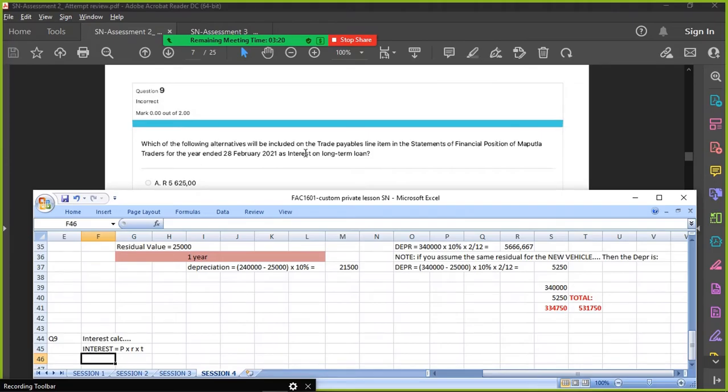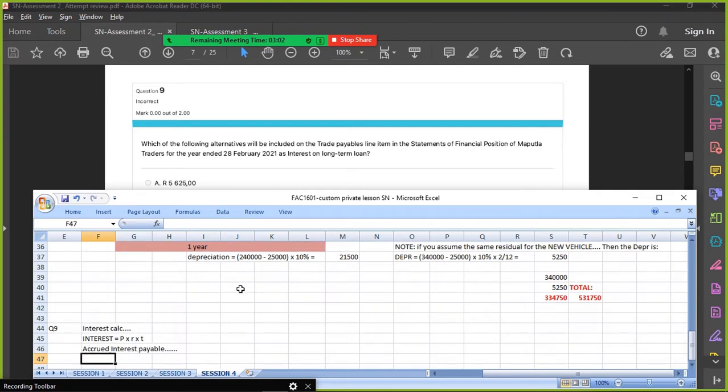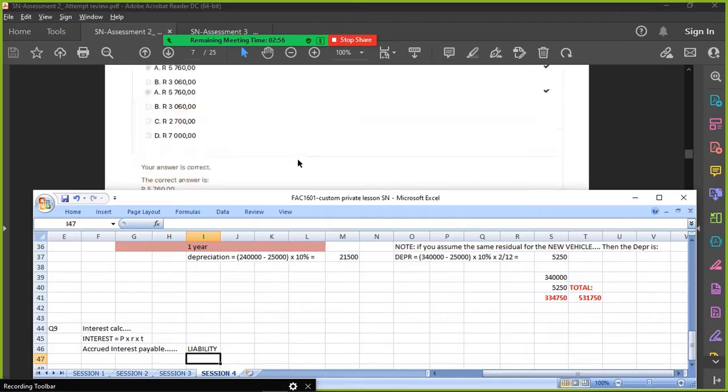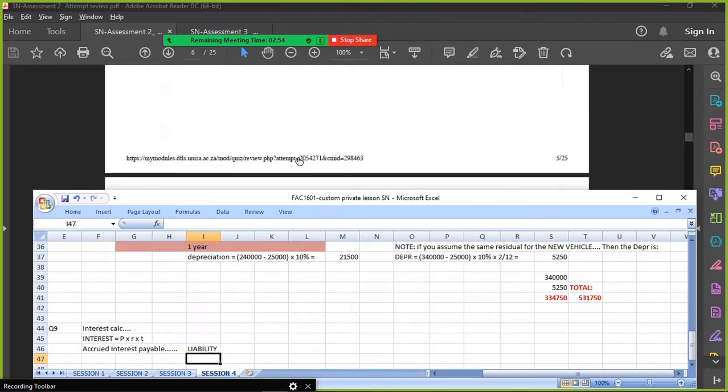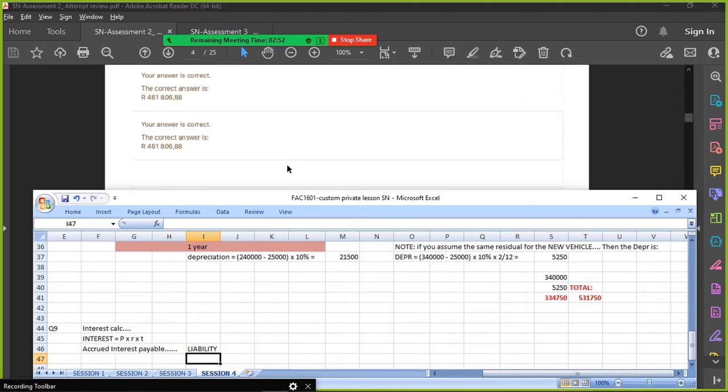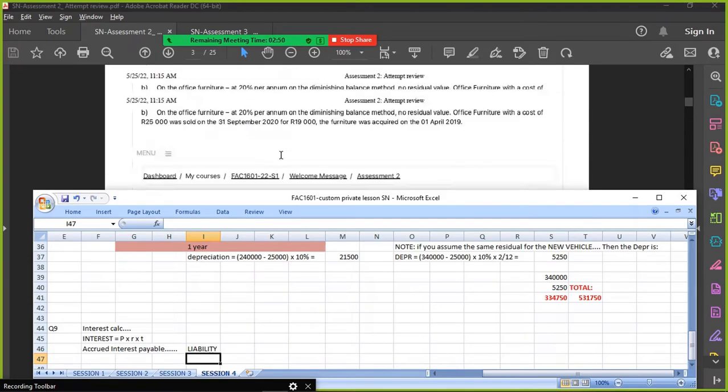They asked which alternative will be included in the trade payables line item for the interest on long-term loans. So that means there's an accrual here. As soon as they tell me it's included in trade payables, that means there's an outstanding accrued interest payable line item. Does that make sense? Do you see the logic? Yeah, that makes sense. Okay, so let's go to the question and see what that accrual is going to be.